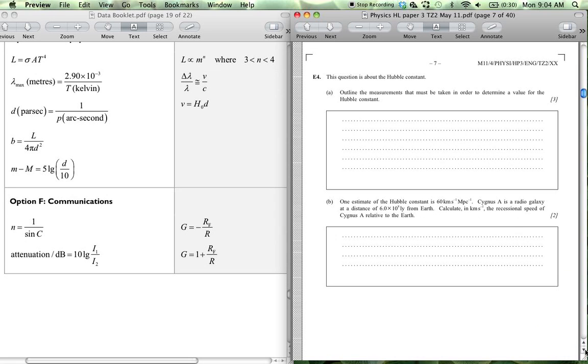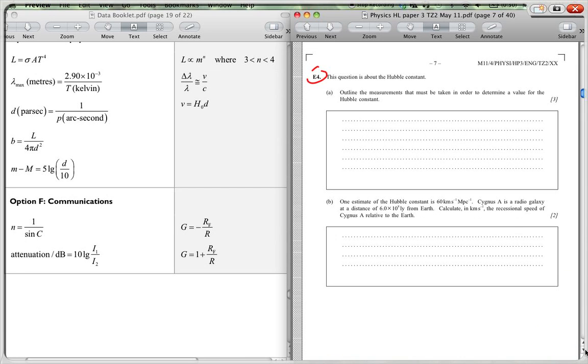Question E4. This question is about the Hubble constant. Outline the measurements that must be taken in order to determine a value for the Hubble constant. Well, using this formula over here, you can measure the redshift. So you need to measure the redshift to measure the recessional velocity.